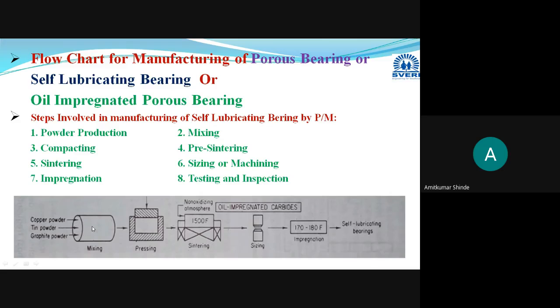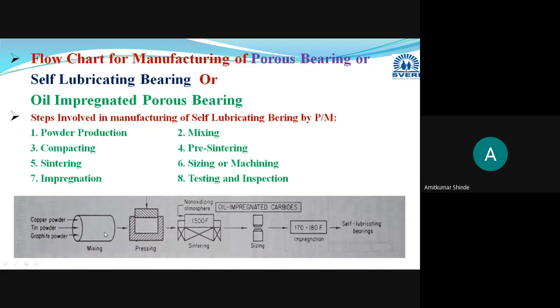A uniform and homogeneous mixture is obtained of this copper, tin, and graphite powder. And here you can mention that, whichever part you have studied in the mixing process, you can use different equipment, different mixers, or different drums. A rotating drum, blade mixer, screw mixer, or Y cone blender, double cone blender. Any instrument can be used to obtain the uniform and homogeneous mixture of copper, tin, and graphite powder. Okay, this will be your mixing stage. Then the third stage is compacting.